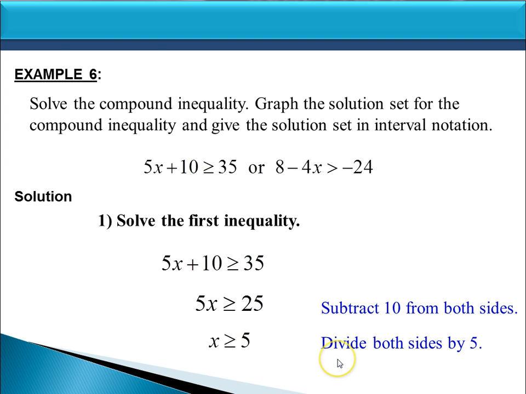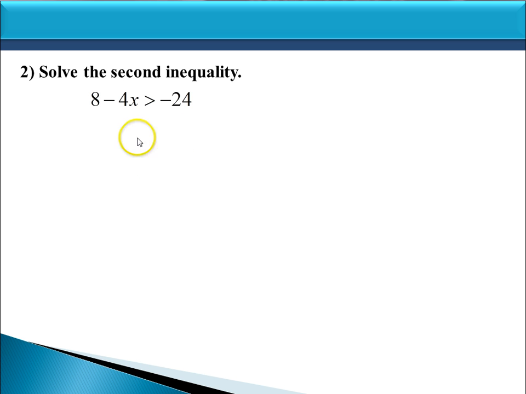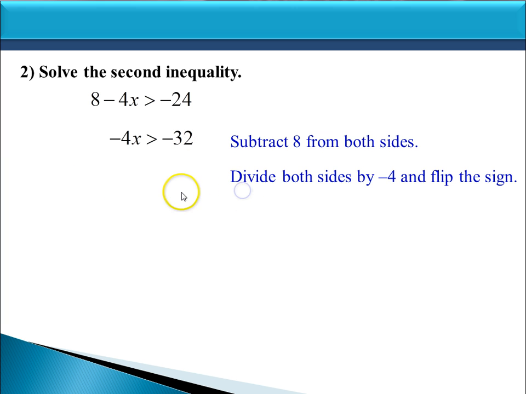Okay, so now let's look at the second inequality. For this one, we could solve this by subtracting 8 from both sides, which would give us negative 4x is greater than negative 32. And now to isolate the x, we would need to divide both sides by negative 4. But remember, when you divide both sides of an inequality by a negative number, you have to flip the sign. So we'll obtain x is less than 8. So that's the solution to our second inequality.